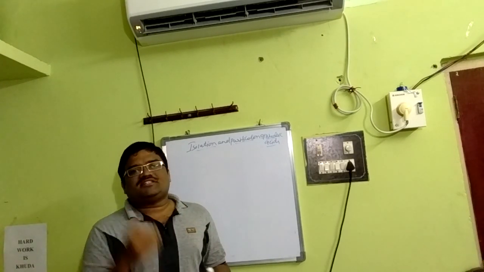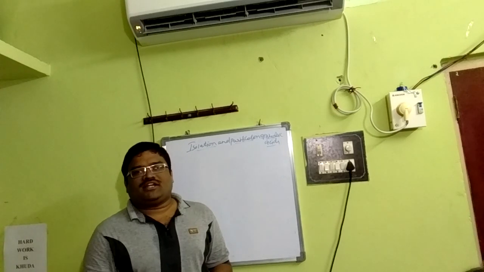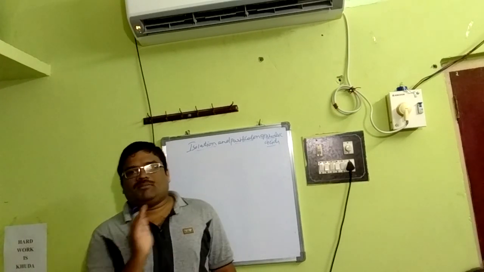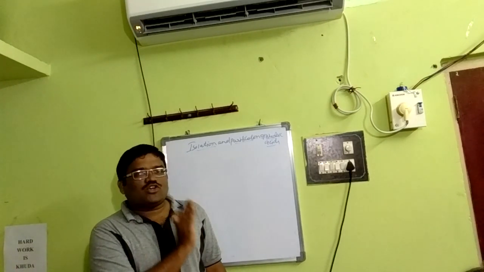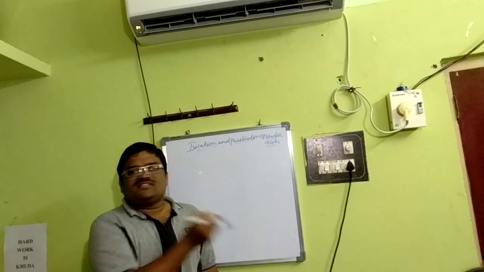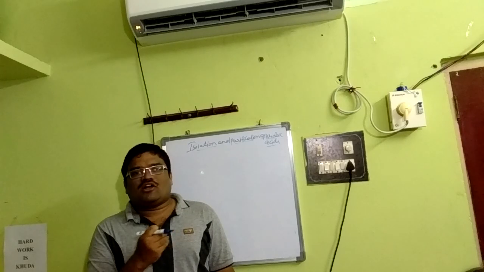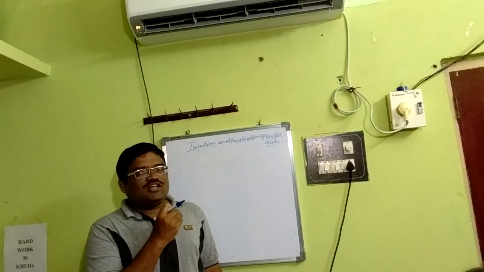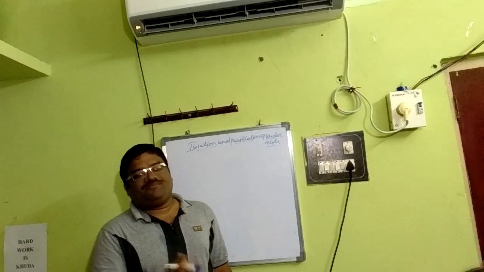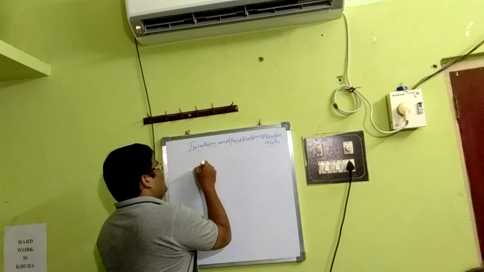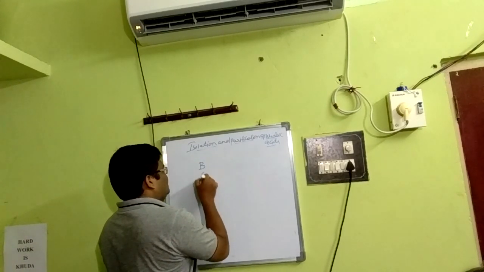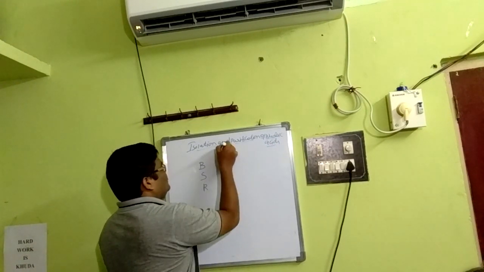Broadly, there are three steps pertaining to the isolation and purification technique, what we call BSR. Number one, B means breakage of the cell to expose the nucleic acids. Number two, separation of nucleic acids from the rest of the cellular components. Number three, recovery of nucleic acids in pure form. Simply called BSR.